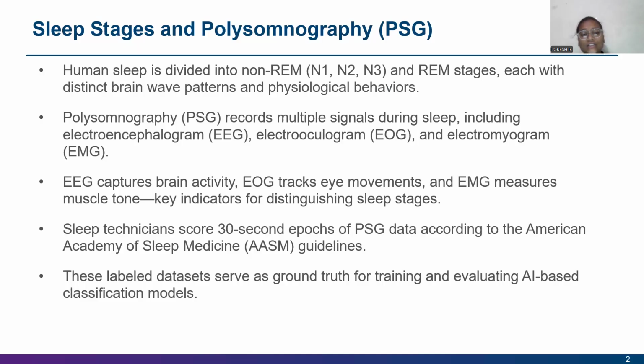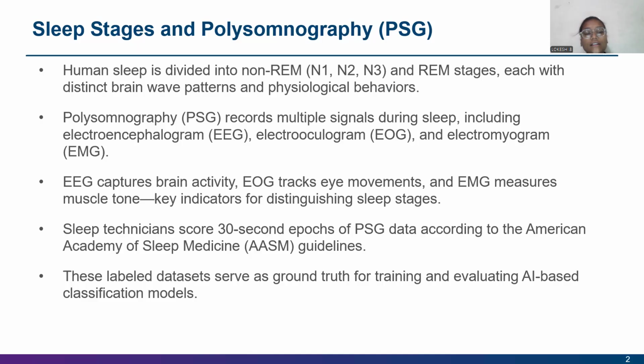The EEG, electroencephalogram, captures brain activity, EOG tracks eye movements, and the EMG measures the muscle tone, which are key indicators for distinguishing sleep stages. And the sleep technicians score 30 second epochs of PSG data according to the American Academy of Sleep Medicine, the AASM guidelines. These labeled datasets serve as ground truth for training and evaluating AI-based classification models.